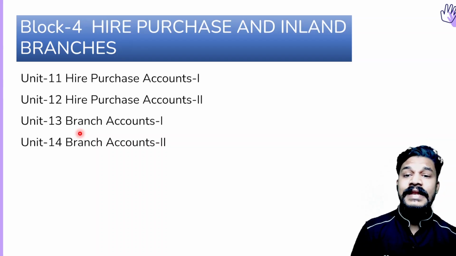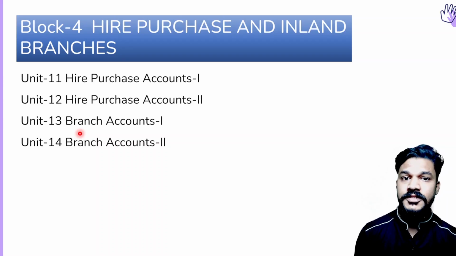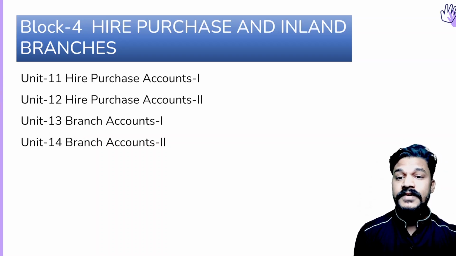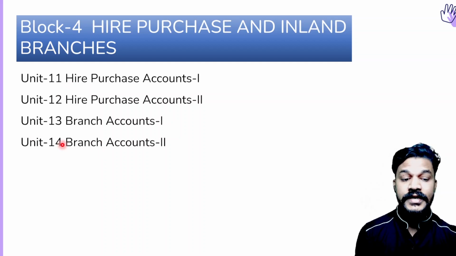And at the same time, inland branches involve a business organization having different branches, with some transactions or transfers between the branches. So how will we do this special accounting? That will be discussed in block 4, and hire purchase is divided among 2 units, units 11 and 12, and the branch accounts are units 13 and 14.